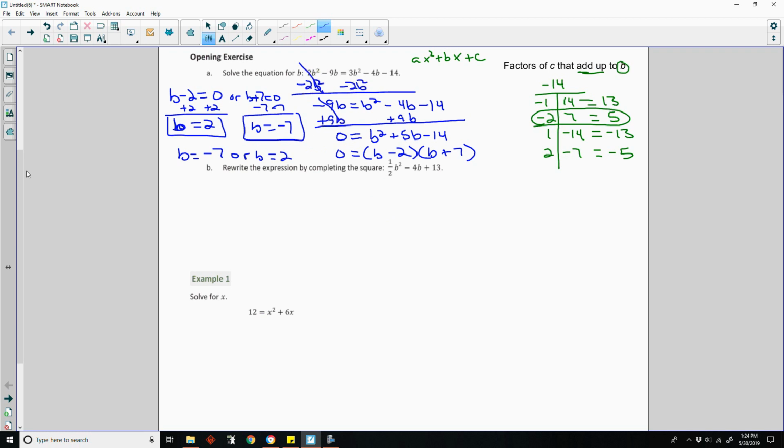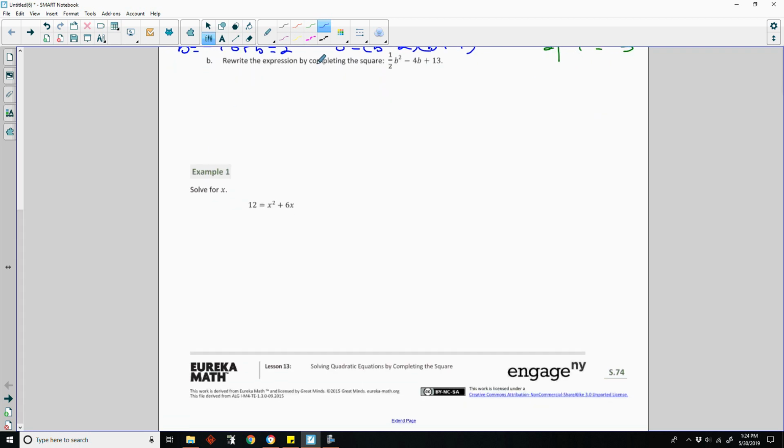All right, next problem. It says to rewrite the expression by completing the square: 1/2 b squared minus 4b plus 13. Now remember from the prior lesson that when we have a not equal to 1, we want to write that outside of the parentheses, or I like using a bracket. And I'm going to put my b terms inside, and I'm going to leave that for now for a reason. And I'm going to put my constant outside. So the plus 13 goes here.